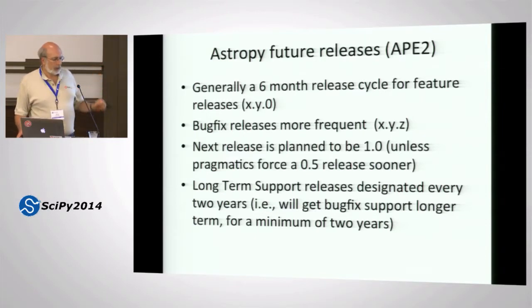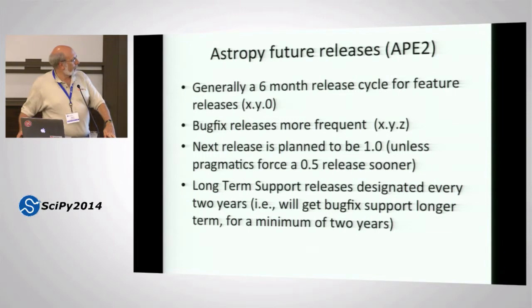That's our goal. And there's also a goal of having long-term support releases designated every 2 years, so that you could see that we will tag these as long-term support releases. What we mean by that is, if there are important bug fixes and things like that, we'll continue to make them to that release. You don't have to upgrade everything else in order to get some of these maintenance issues taken care of. So that's the end of my slides.